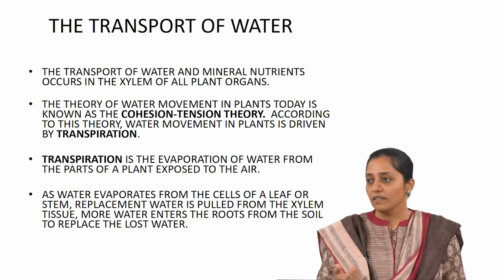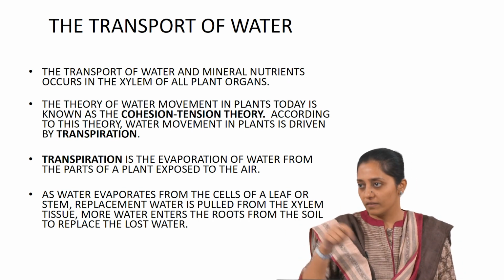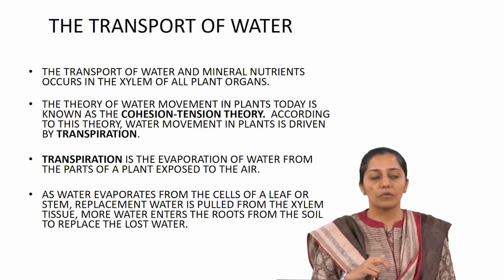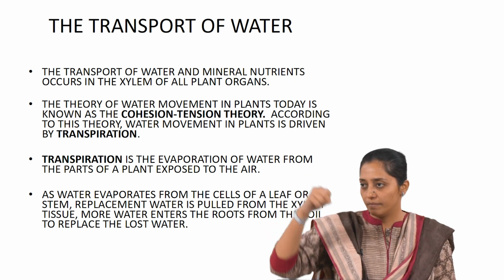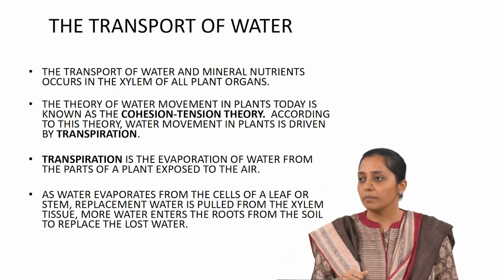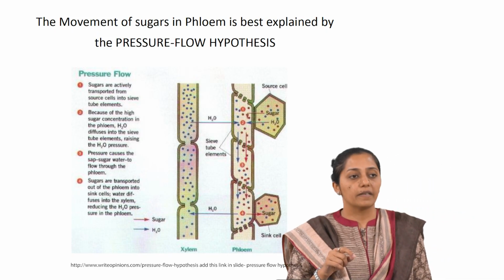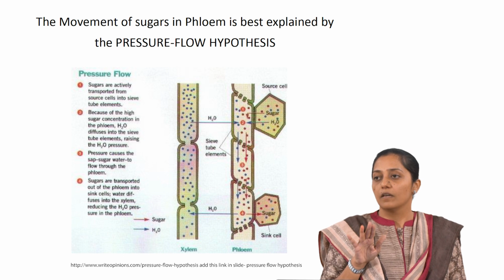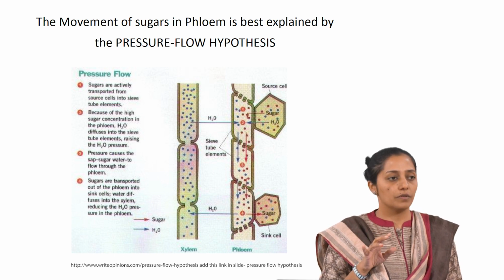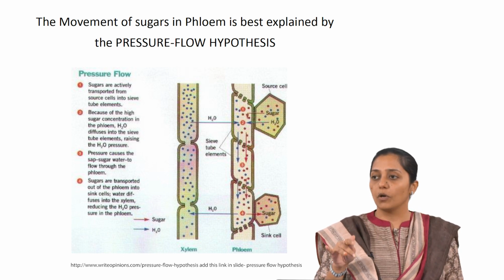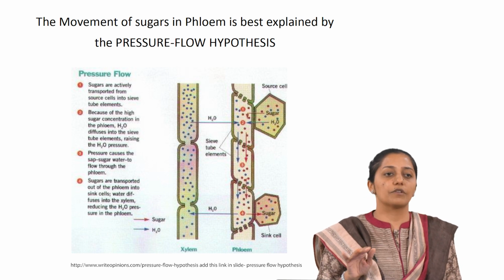So, one is the mineral transport along with water, not food but the minerals which are coming along with water. They will be pulled up because there is transpiration. This is how it gets transported. The hypothesis which is used to explain the flow of sugar molecules in the sieve tube elements is the pressure flow hypothesis.